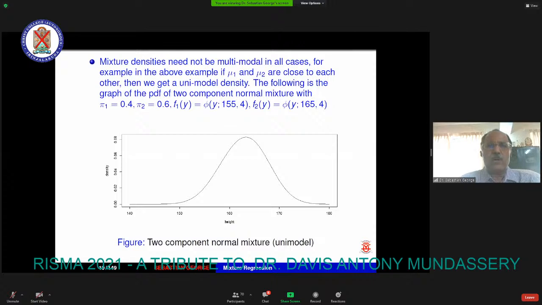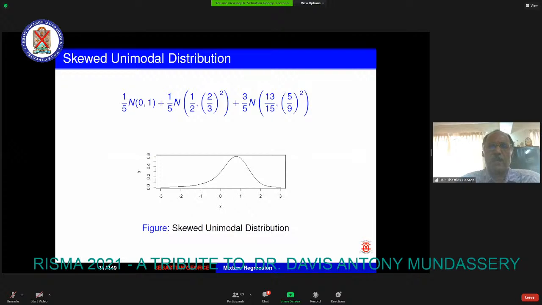So this mixture density is another example in which, suppose that your variances are the same, then even when the means are 155 and 165, it might be unimodal also. So there are several situations in which the mixture can be unimodal. The advantage of the mixture distribution is that you can model almost all sorts of probability density functions. It allows you to model distributions having different shapes, multimodal, and asymmetric, etc.